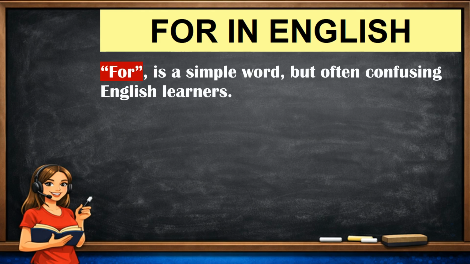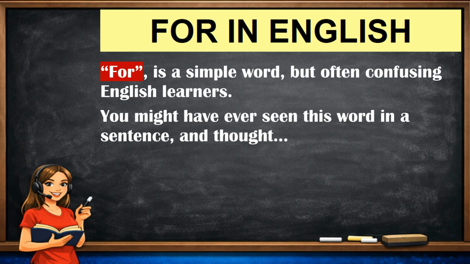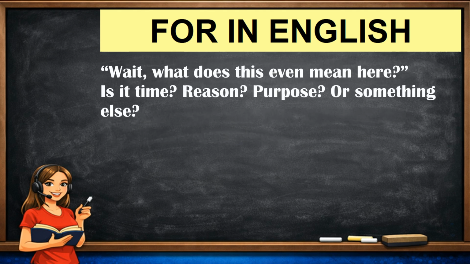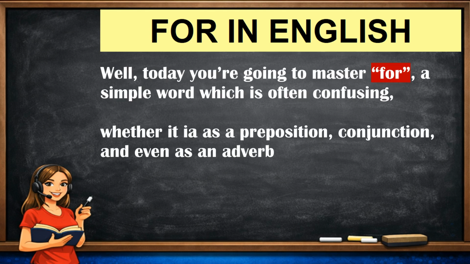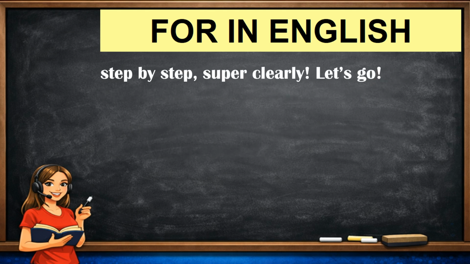For is a simple word, but often confusing English learners. You might have seen this word in a sentence and thought, wait, what does this even mean here? Is it time, reason, purpose, or something else? Well, today you're going to master for, a simple word which is often confusing, whether it is as a preposition, conjunction, and even as an adverb, step by step, super clearly. Let's go.